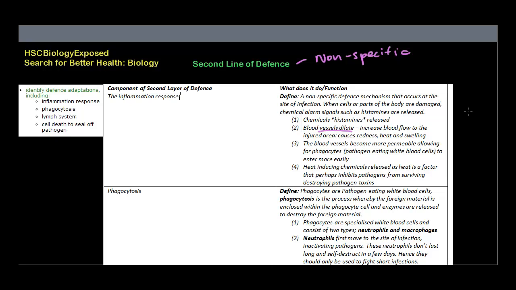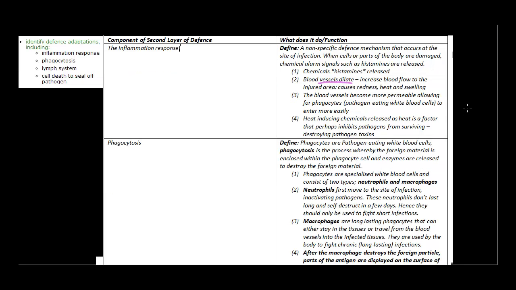Hey everyone, today I'll be talking about the second line of defense as a part of the Search for Better Health syllabus in biology. So the dot point says that we need to talk about the inflammation response, phagocytosis, lymph system, and cell death to seal off pathogen.